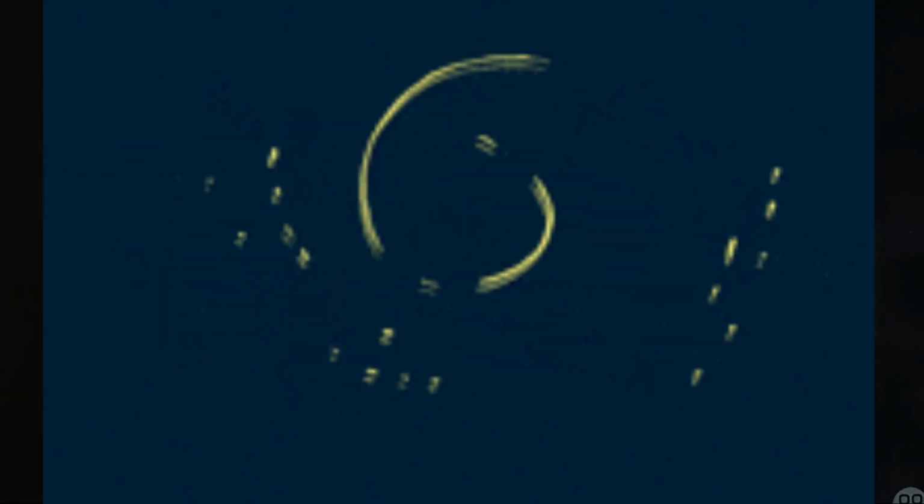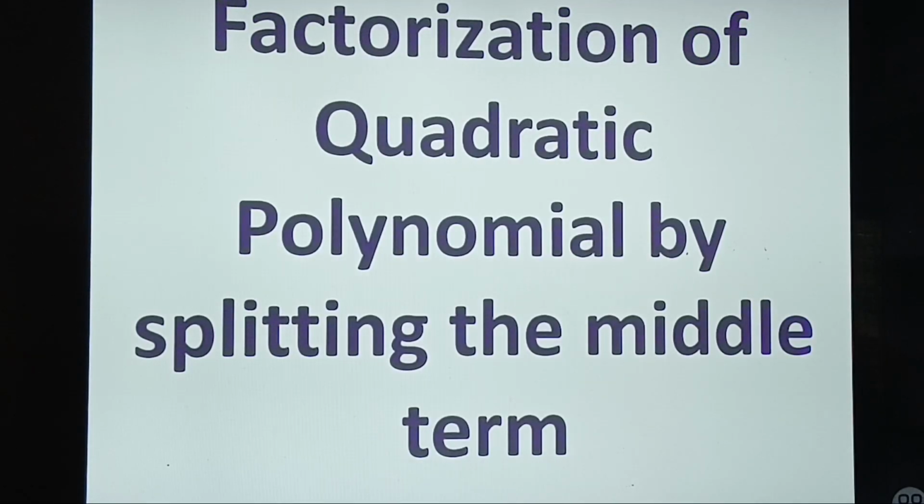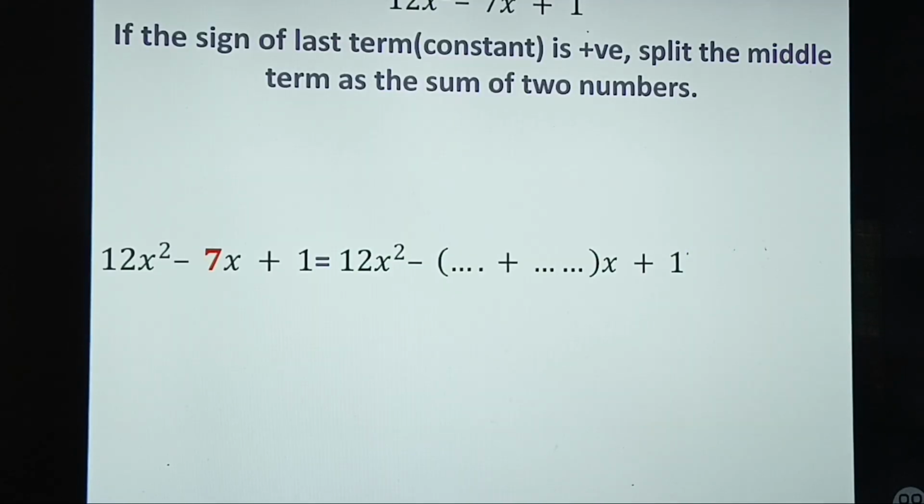Welcome to our channel. Today we are going to discuss factorization of a quadratic polynomial by splitting the middle term. So we are given the quadratic polynomial 12x² - 7x + 1.